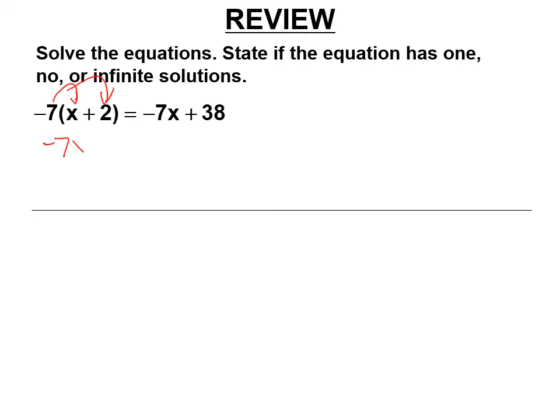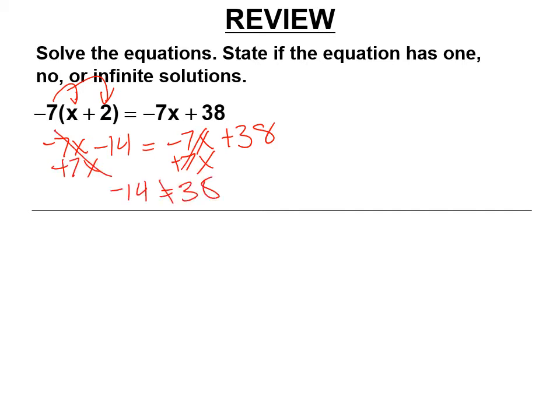So this is -7x minus 14 equals -7x plus 38. Uh-oh. You add 7x to both sides, and you get -14 equals 38. Please don't write that because it's not true. What does that mean? There was no solution. There's no value of x that will make that true.